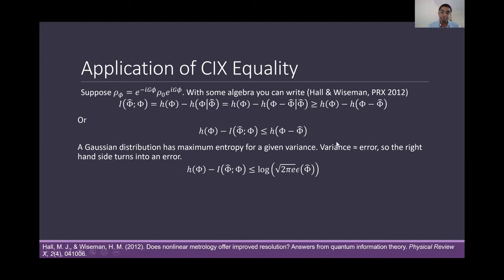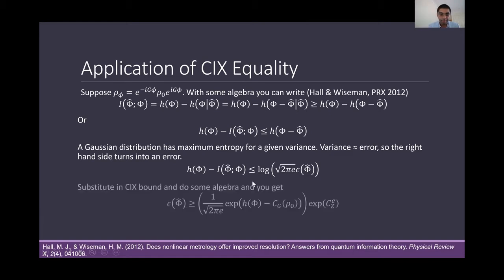That lets you jump between entropy and variance and error. So they turn the right-hand side into an error, and you get a lower bound on the error. And we can substitute the CIX bound into that. We can do some algebra. And the main result is now we have a lower bound on the error that depends on your measurement basis.